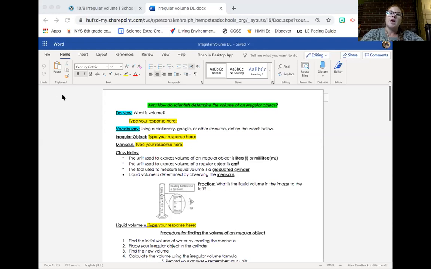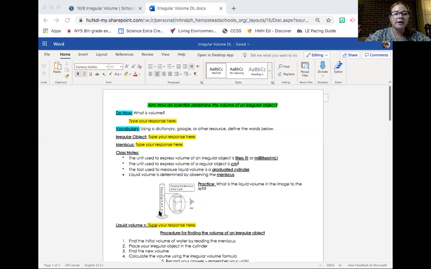So to find the volume of an irregular object, you're going to find the initial volume of water by reading the meniscus. So you would fill this up with water and read the meniscus, just like we did on the last slide. You then take your object and gently place it into the cylinder. The volume is going to go up. So you're going to find that new volume. You'll then calculate the volume using the formula and record your answer with units.